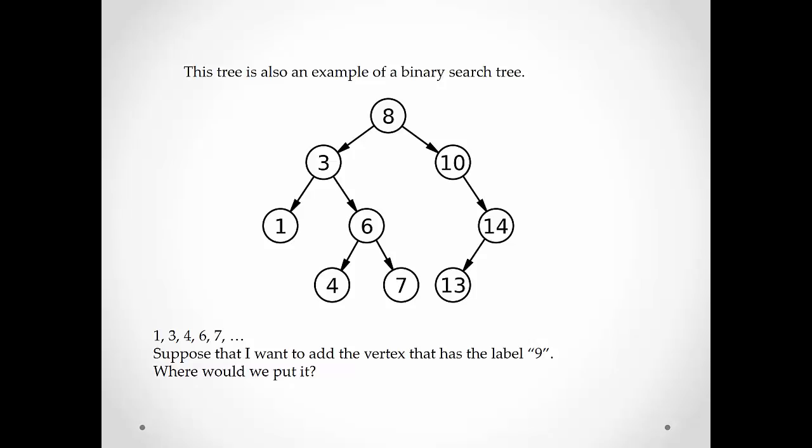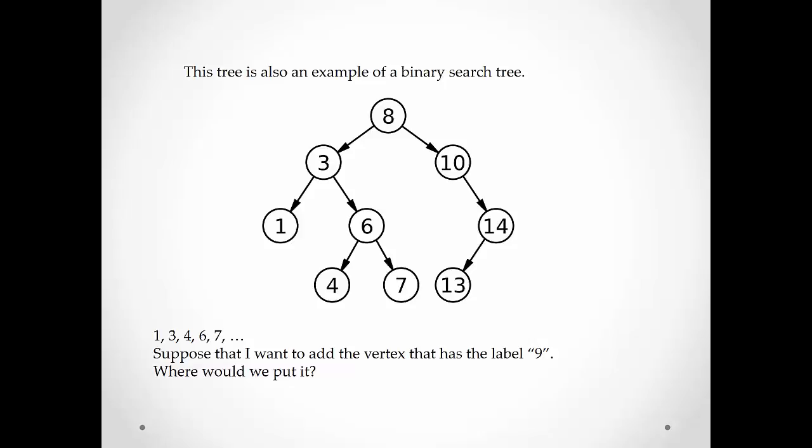Let's do another. Let's suppose this time we want to add 9. 9 is greater than 8, so we'll go to the right, but less than 10, so we'll go to the left. 10 does not have a left child, so that's where we would place the 9. The new vertex label 9 would be the left child of 10.